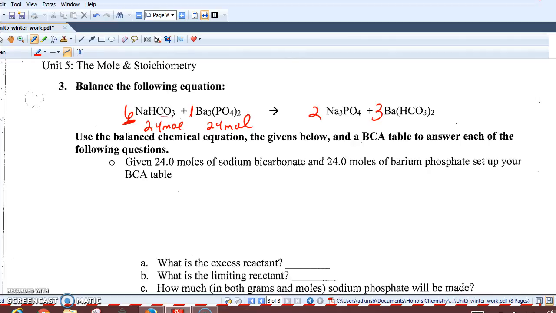Because you need 6 times the amount of this as you have of that, and you don't. They're actually equal to each other. So right away we know that our limiting reactant is the first one. But we'll go through what we do.